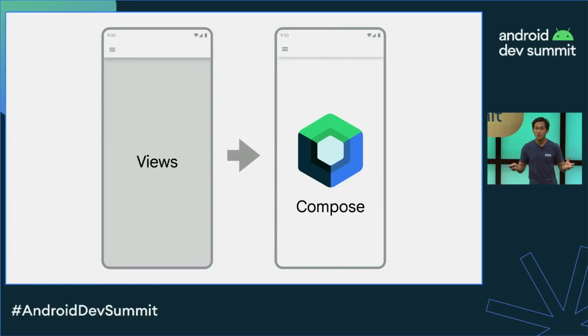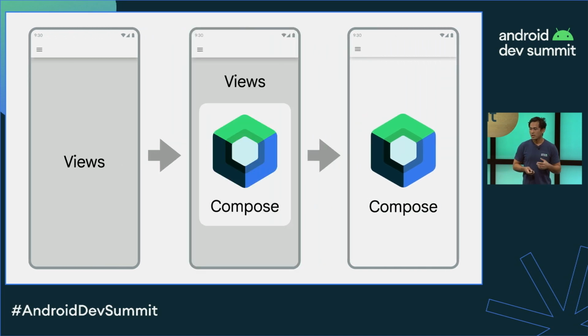So, you have an existing view-based app and you want to convert it to Compose. But of course, you don't want to stop building new features just to make this migration. The good news is Compose was designed with view interoperability right from the start. So you can make this migration while still adding new features to your app.